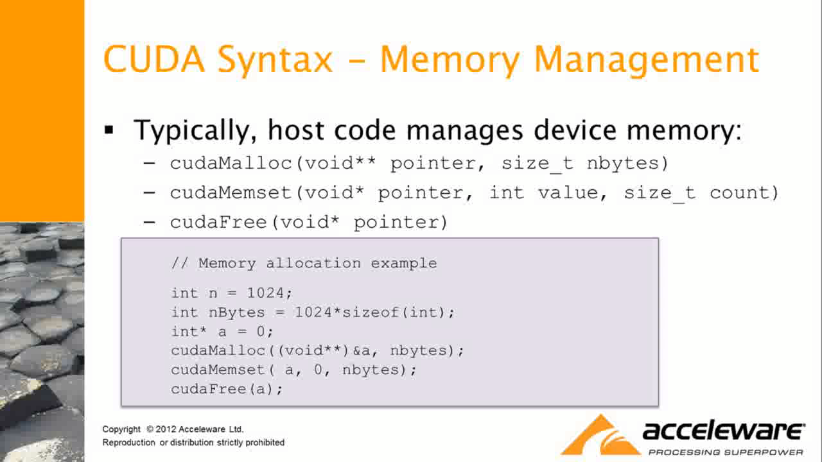Notice I take the address of this pointer to pass it into CUDA malloc. You don't necessarily need to do this explicit cast anymore. It doesn't give you a warning. You pass in the number of bytes. We're setting all the values in that array to 0. Then we free it. That's how you allocate the memory on the GPU, is by using CUDA malloc.